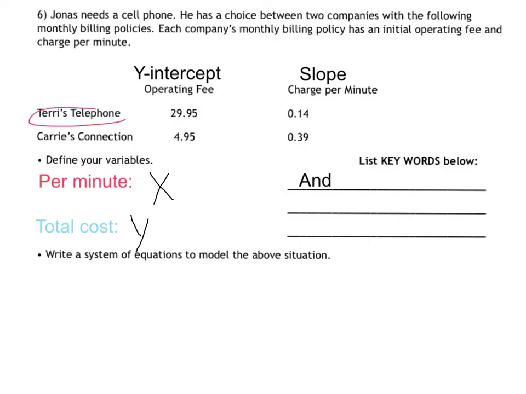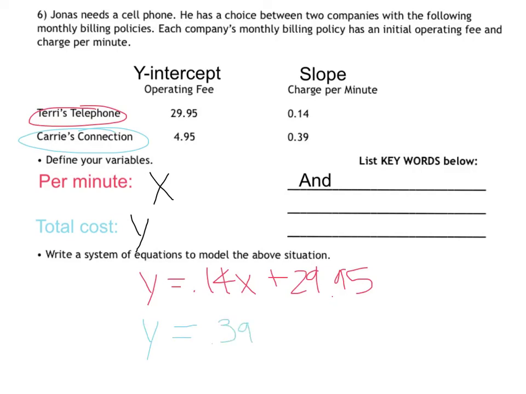So let's do Terry's telephone company first. So I know the total equals, okay, well, the charge per minute, which is 0.14x, plus the operating fee, which is $29.95. Now the second equation, let's talk about Carrie's connection. Okay, their total is going to equal, what's the charge per minute? 39 cents, okay, times X, plus their operating fee or initial fee is $4.95. We have 2 equations, we just wrote our system.